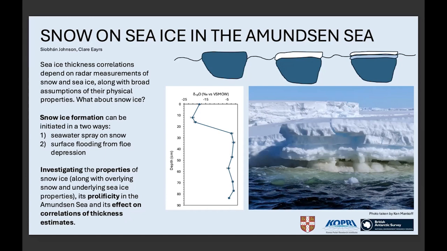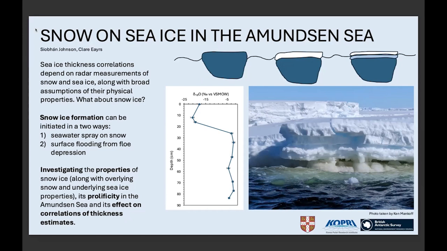But it can also refreeze. That slush can refreeze, and that refreezing of a mix of seawater and snow is what's called snow ice. It can be detected by its oxygen isotope signature, which is shown in the graph there. A lower oxygen isotope signature, around -20, is a snow signature, and as it gets closer to zero but is still in the negatives, it's snow ice, and then once it's zero or slightly positive, that is pure sea ice.